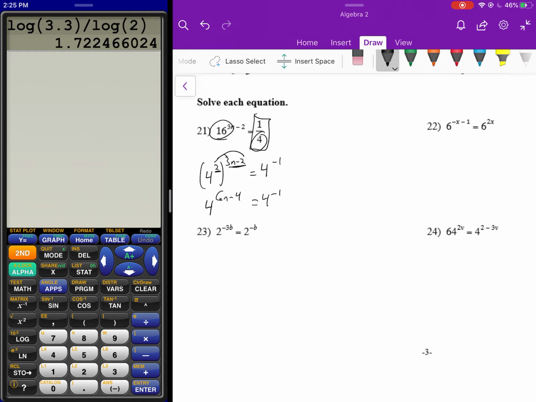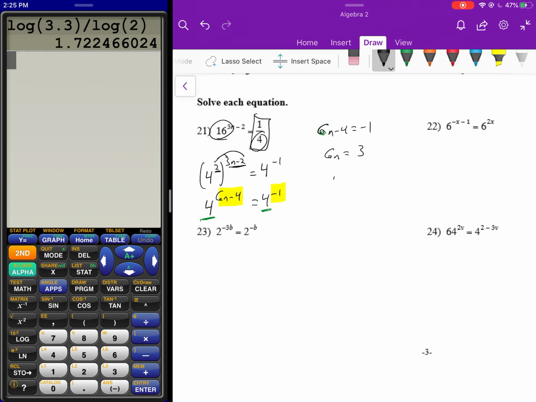And once we get to this part, since they're the same base, we can say 6n minus 4 equals negative 1. So you have to have the same base in order to be able to do that. So 6n minus 4 equals negative 1. We add 4 to both sides. So 6n equals 3, and divide by 6 gives us a half.